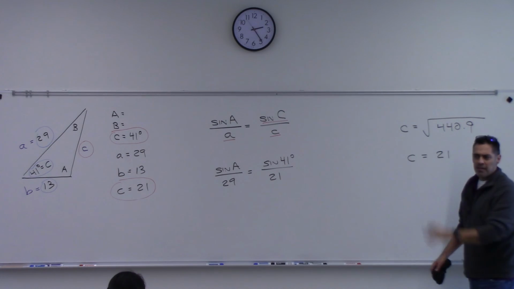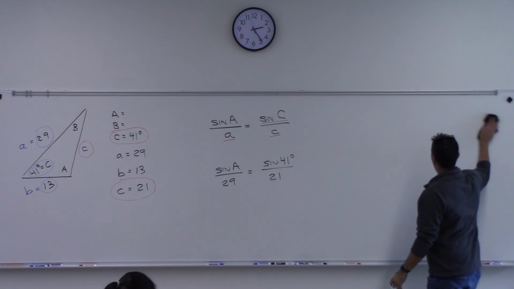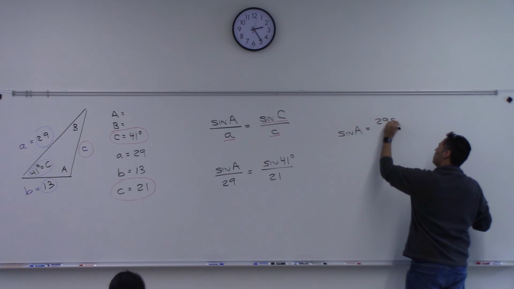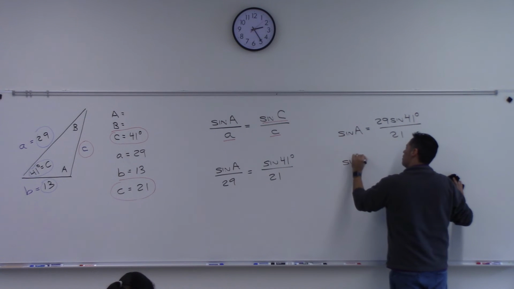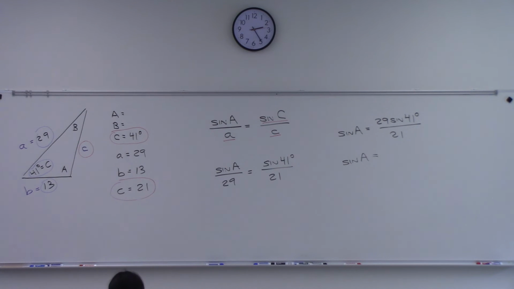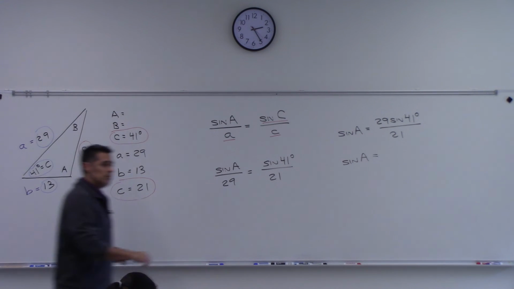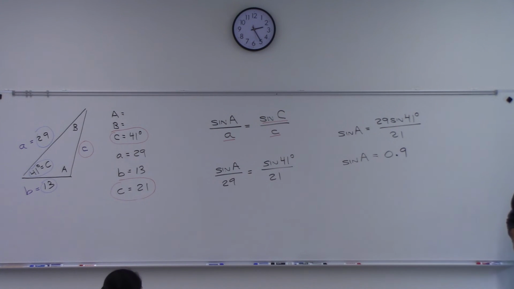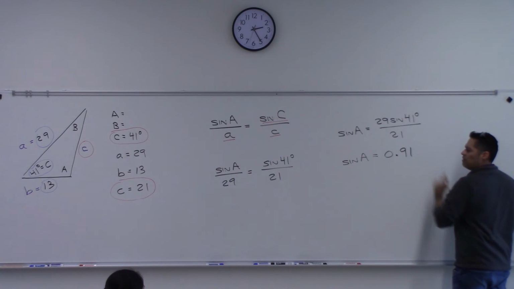And this is what we did yesterday, last class, right? So now we have sine capital A over 29, multiply both sides by 29. Sine of 41 over 21. So sine of A is, y'all can tell me. What do you get? 0.9. 0.9? 0.905? 0.91?